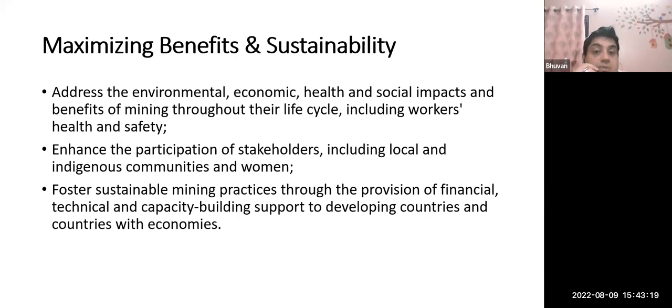And participation of the stakeholders, which includes the local communities and the women folks, must be enhanced so that there is equal sharing of benefits for the local communities. At the same time, there is a need to foster sustainable mining practices, and especially the developed countries have to provide the technology, financial resources, and capacity building to the developing countries, so that they can carry out sustainable mining practices.